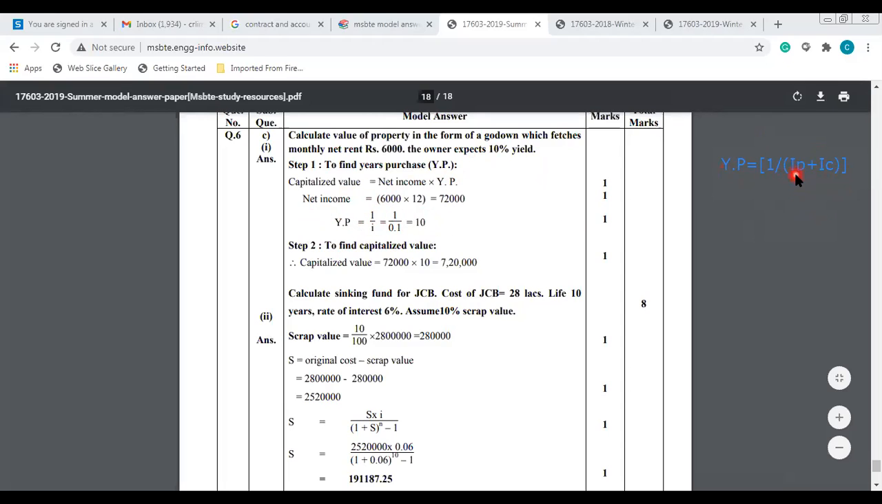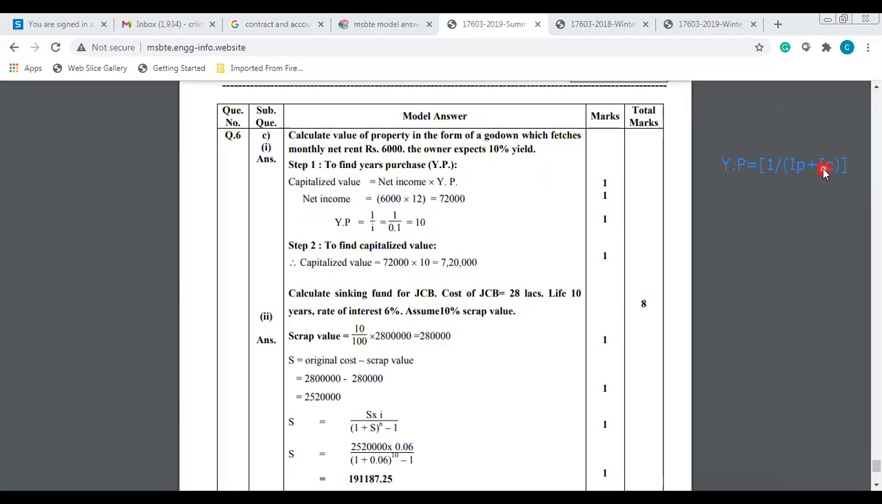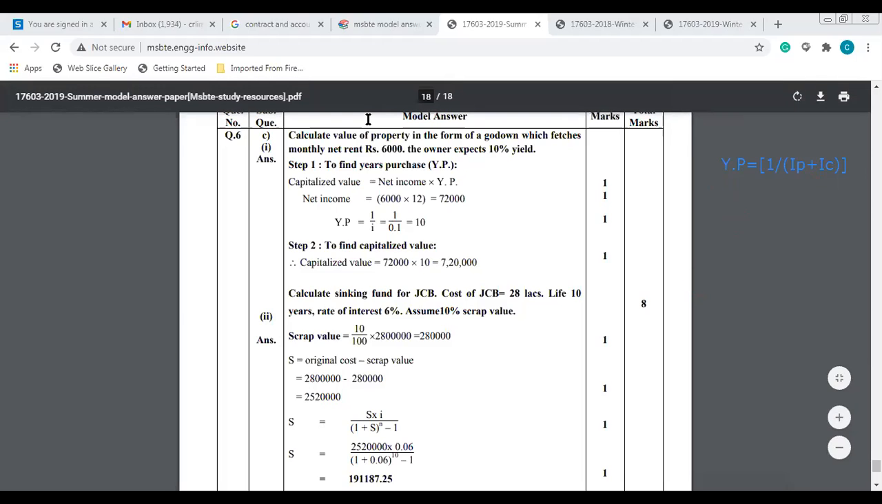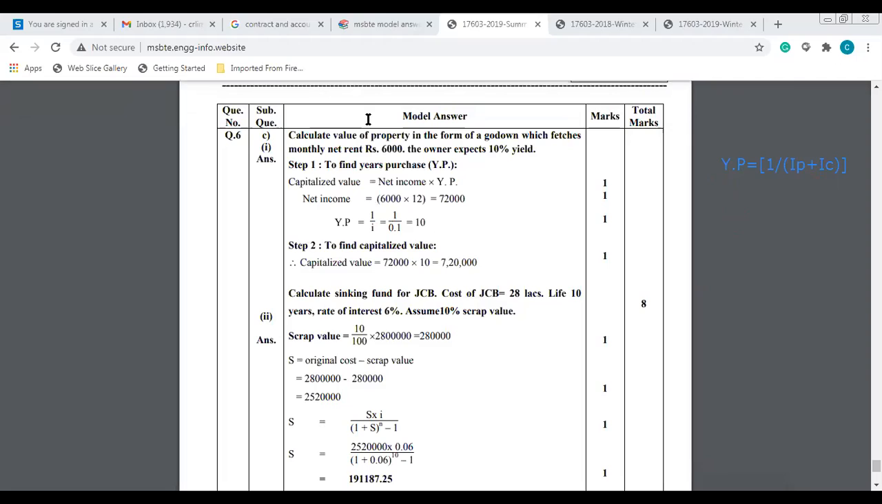What is IP here? IP is nothing but the rate of interest on the cost of construction, and IC is the rate of interest on the sinking fund. Again, you have to use a formula to determine this IC. Can anyone tell me the formula to determine IC? How to derive the value of IC? You can put it in the chat box.